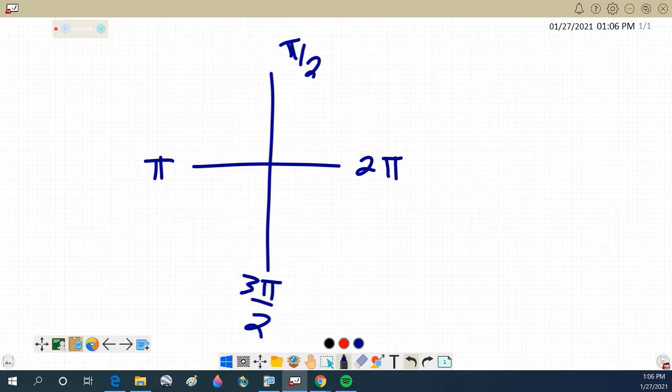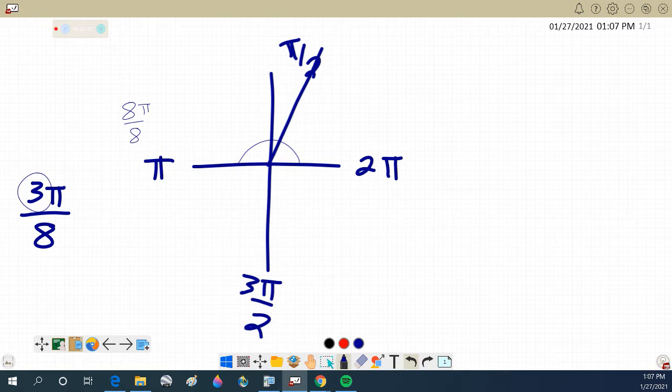Okay, what about 3 pi over 8? What quadrant is that going to be in? One. So this is 8 pi over 8, right? And where is the third piece of that? It's not quite half, it's a little bit below half, so it would be like right there. Does everybody understand?